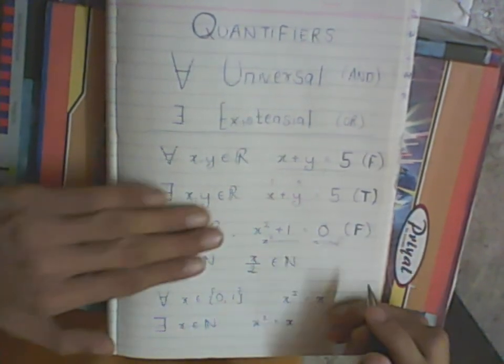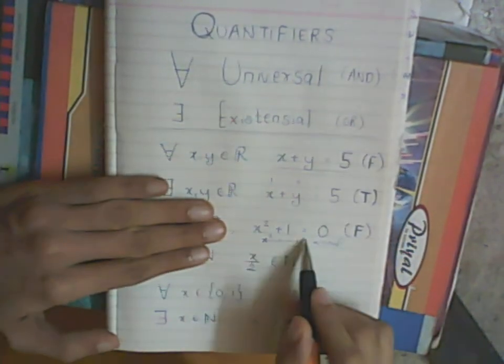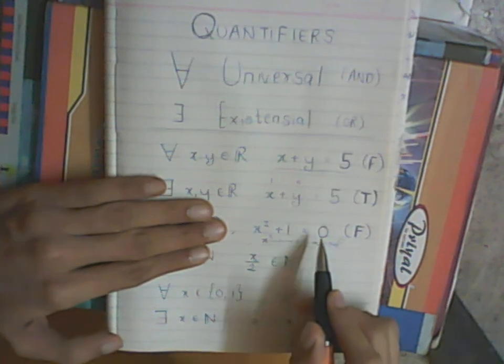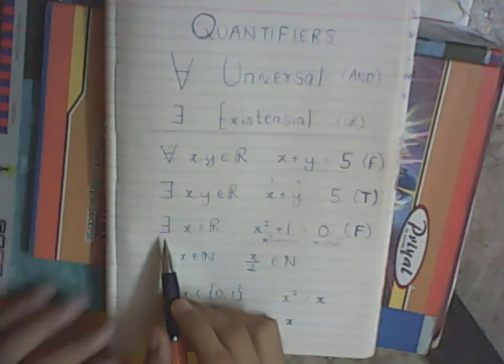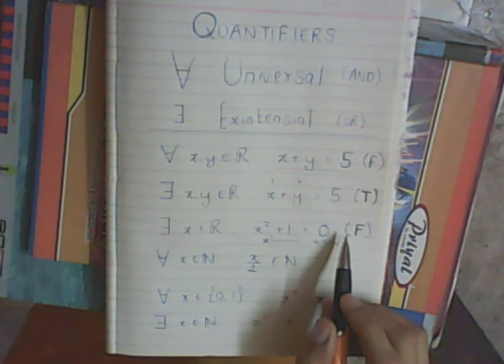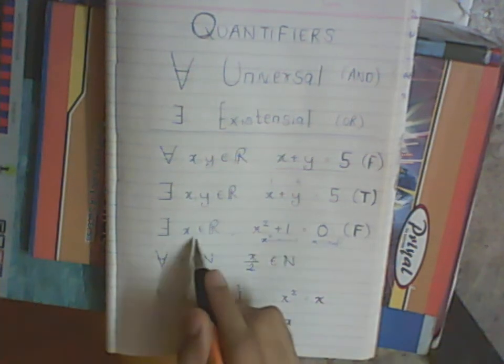If I had just this much, then this would be an open sentence and we couldn't talk about its truth or falseness. But if I had this existential quantifier, I can say whether it's true or false based on where my range is for x.